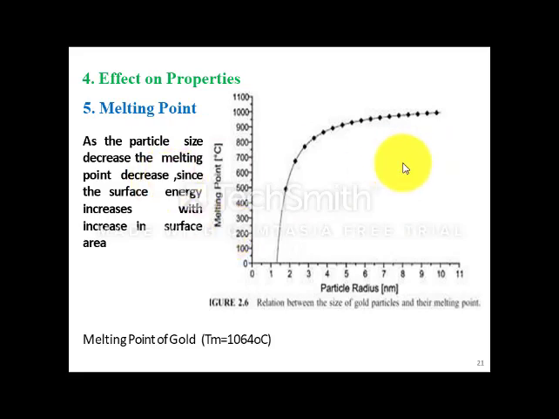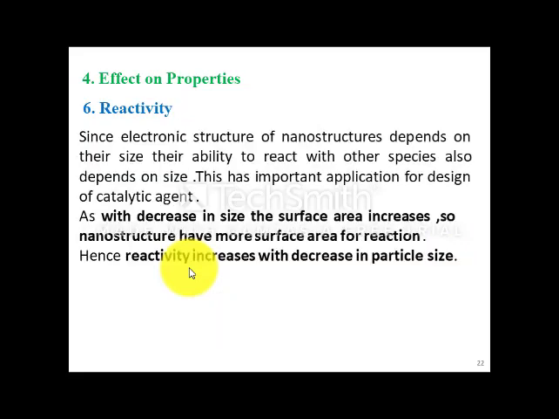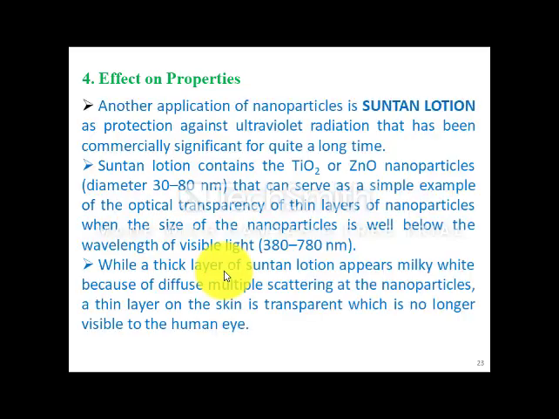A very good example of the effect of size on properties is the melting point. We have discussed the melting point of gold. It is 1046 degrees Celsius and it decreases to 500 when we move from 11 nanometer to about 2 nanometer of the particle size. Then reactivity: it is a very common thing that reactants react with each other and their surfaces interact with each other. So if the nanoparticle is small, its surface will be more exposed towards the other things. So the reactivity will increase.